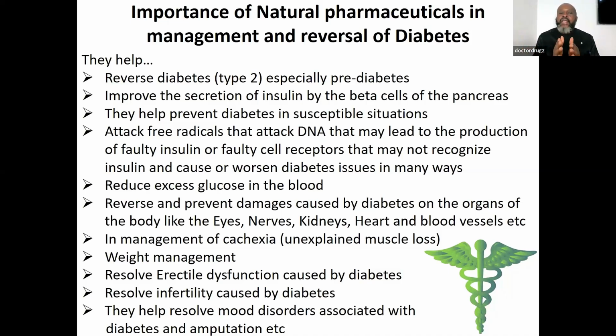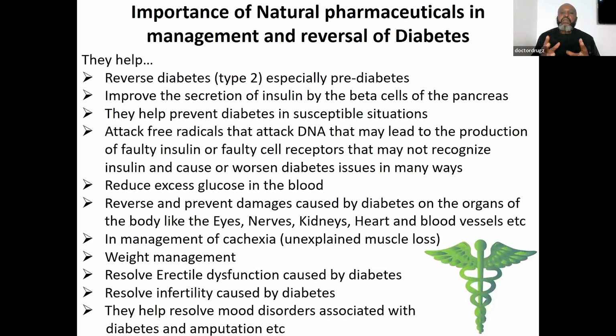They help to attack free radicals that attack DNA and may lead to production of faulty insulin or faulty cell receptors that may not recognize insulin and cause or worsen diabetes issues in the brain. They reduce excess glucose in the blood, reverse and prevent damages caused by diabetes on the organs of the body. They help in management of cachexia, that is unexplained muscle loss or weight loss. You see that people that have diabetes usually start from being fat, then they get deflated and begin to emaciate.